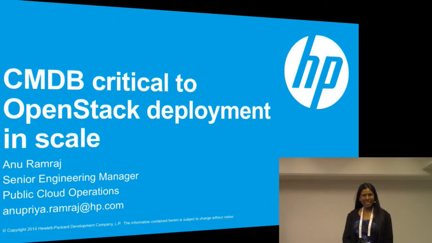This presentation is based on our experience with operating a public cloud running OpenStack. We operate OpenStack at scale across several thousand nodes. And this is based on how the CMDB has been so critical to efficient operations of OpenStack at scale.